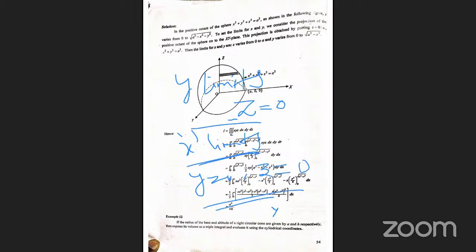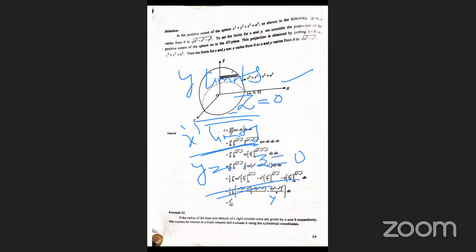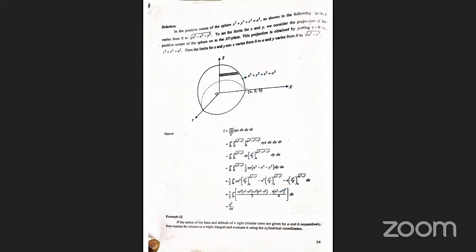So you have to apply all these formulas in every problem. When we need the y limits, we just put z equal to 0. And when we need the x limits, we put y equal to 0 and z equal to 0. So this is the z limits, this is the x limits, and this is the y limits.